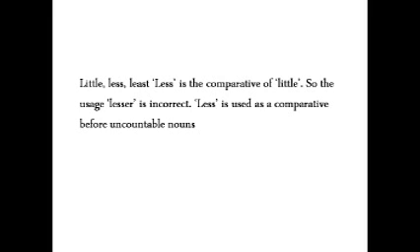Next one. They are facing a most extreme situation. That is incorrect. They are facing an extreme situation, because we do not use more or most in front of extreme. There are few boys here. That is an incorrect usage. There are a few boys here, which means some. Some boys. A few means some.